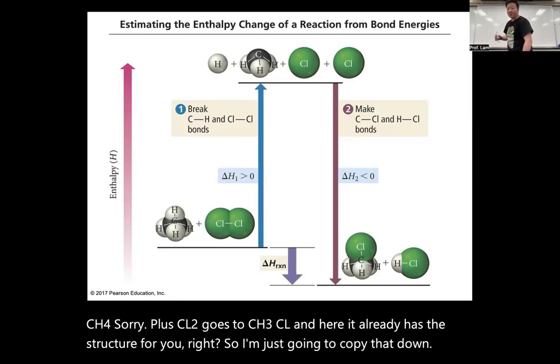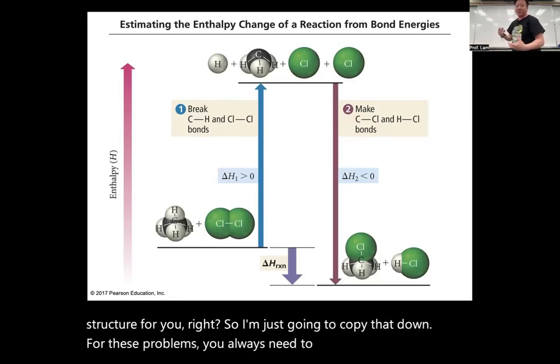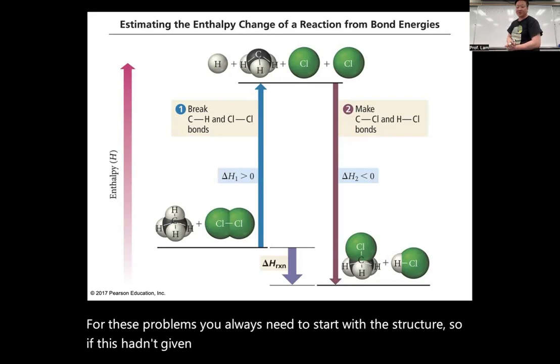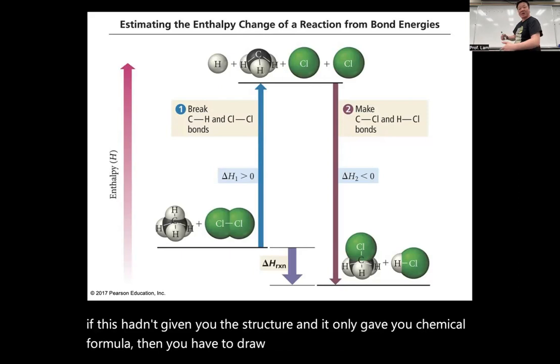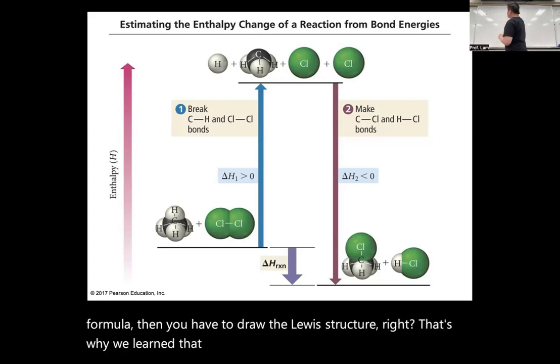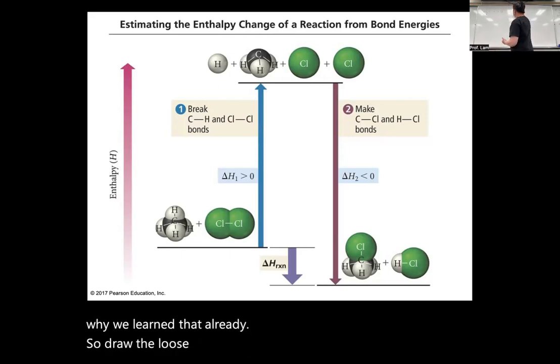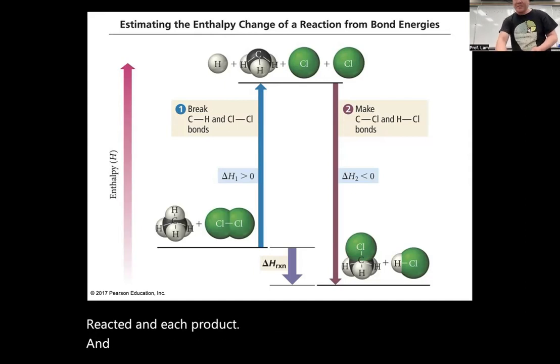For these problems, you always need to start with the structure. So if this hadn't given you the structure and it only gave you the chemical formula, then you have to draw the Lewis structure, right? That's why we learned that already. So draw the Lewis structure of each reactant and each product. Okay. And then you go and you look at the bond energy, right?